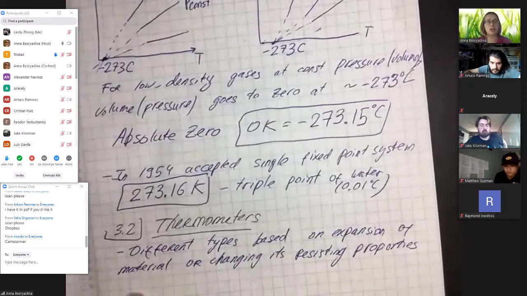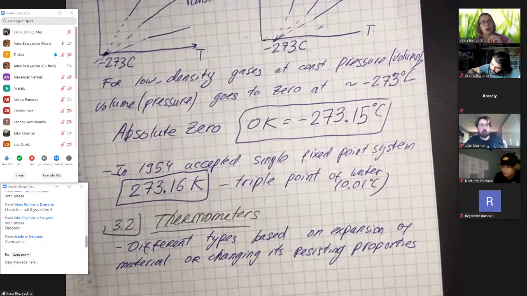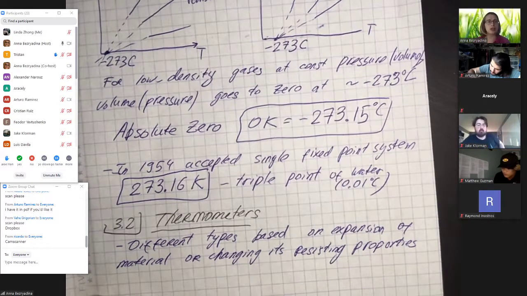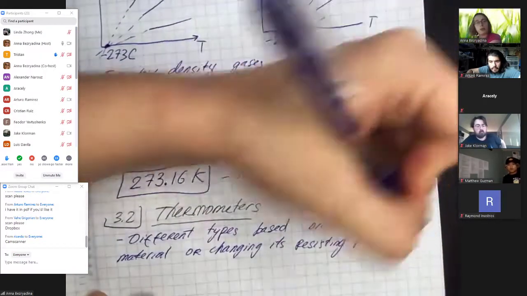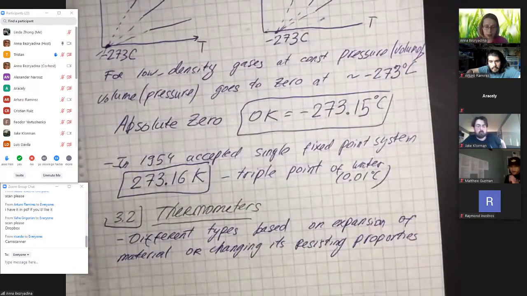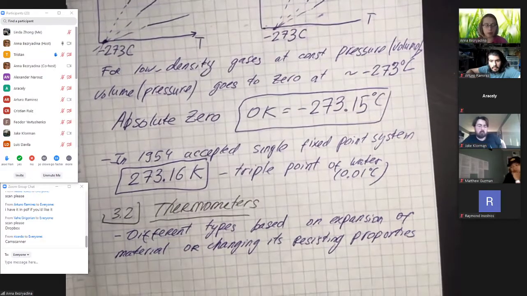For example, a mercury thermometer, where with temperature it expands and you see this column of mercury go up. The same with the water thermometer. There are several types based on expansion of a material, of a liquid, with temperature. In 1927 and 1948, they introduced the standard, how they do it.